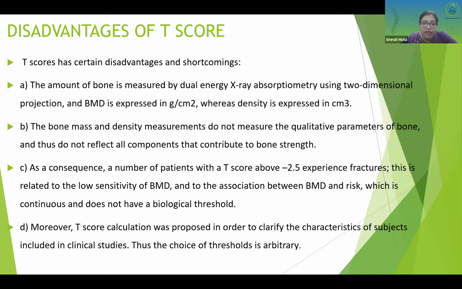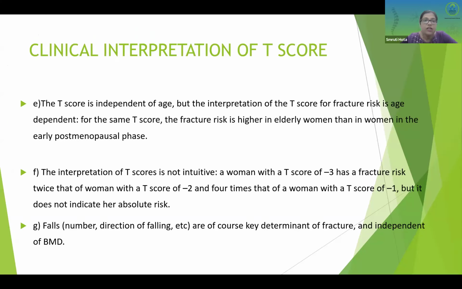And this cutoff of -1 and -2.5 is also arbitrary, not an absolute value. So it should remain a useful tool for screening. And we have to interpret it considering the age, the risk factors, the fall tendency, and overall bone health. Then what are the pitfalls? What is the interpretation of the T-score again?